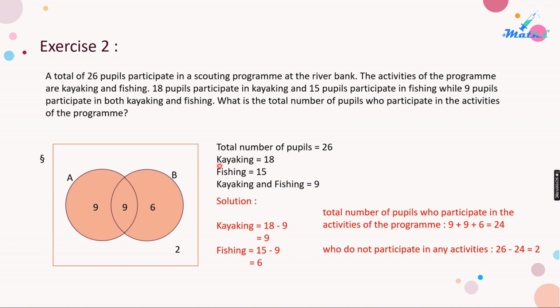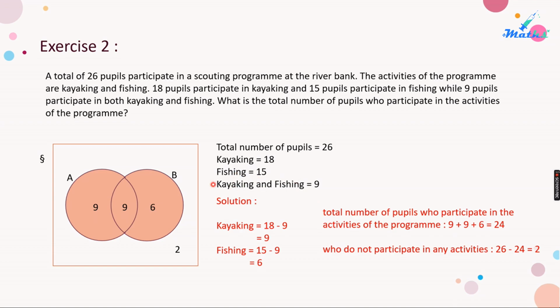Set A is kayaking, set B is fishing. So we list down all the people who participate in the scouting program. Total number of people is 26. Kayaking have 80 people participate. Fishing have 15 people participate. And kayaking and fishing have 9 people participating in both.